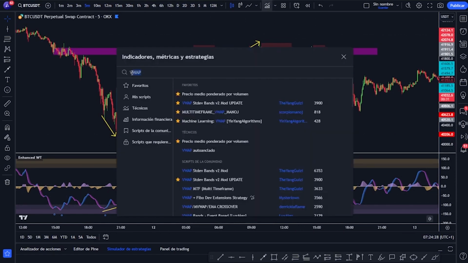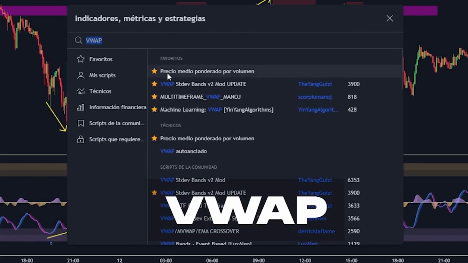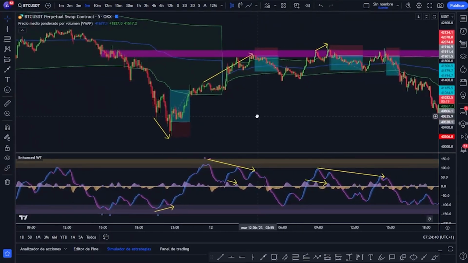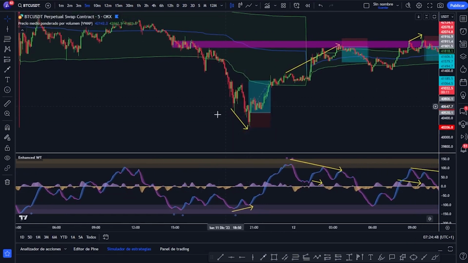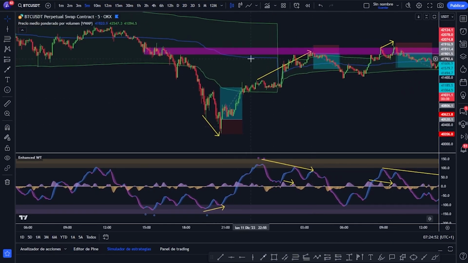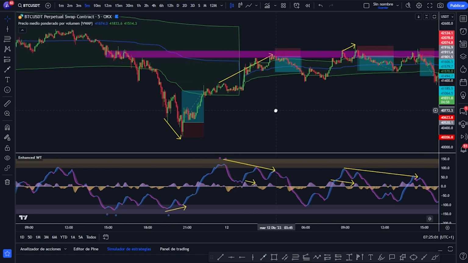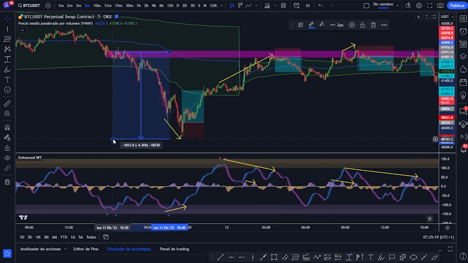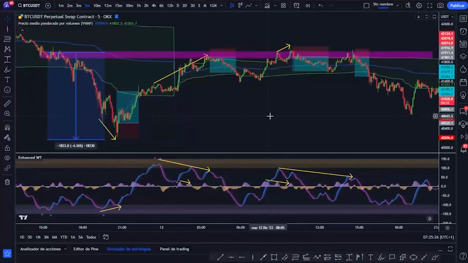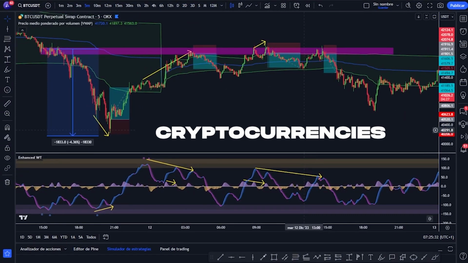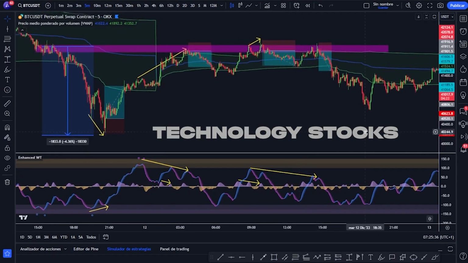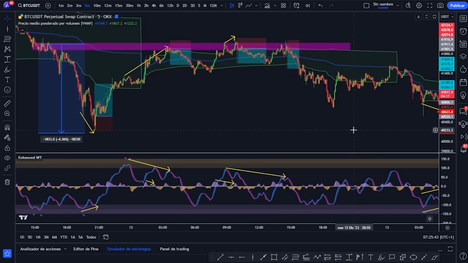I also recommend to those of you who are starting to add the VWAP, that is to say, the volume weighted average price, because it basically gives us more data on those support and resistance zones and how far the price has moved away from that quote-unquote average of the day, where the price always tends to return again when it moves away too much due to some extreme volatility situation. The VWAP will be very useful, especially if you trade assets such as cryptocurrencies, which are very volatile, or technology stocks such as Tesla, which have more pronounced movements, or even the NASDAQ.